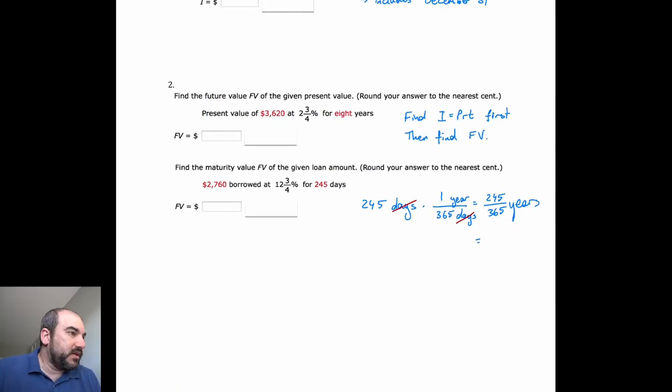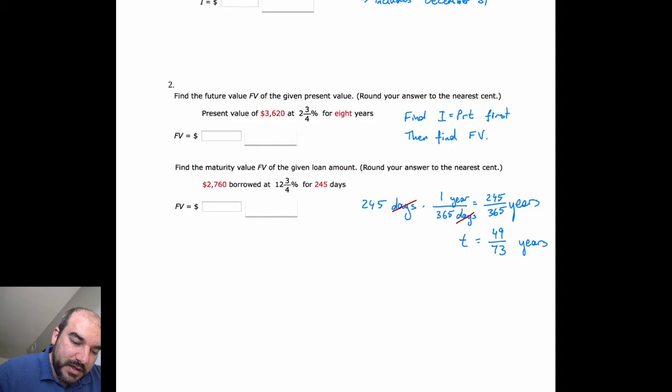Let's actually do this. I would round the... So if we were simplifying, let me see what it simplifies to, first of all, as a fraction. This reduces to 49 over 73 years. So that's the reduced form of this thing.